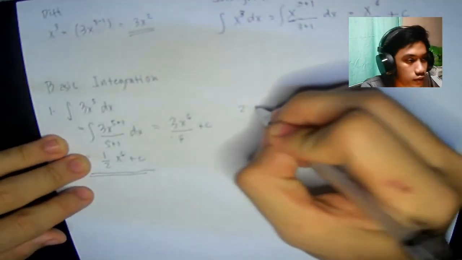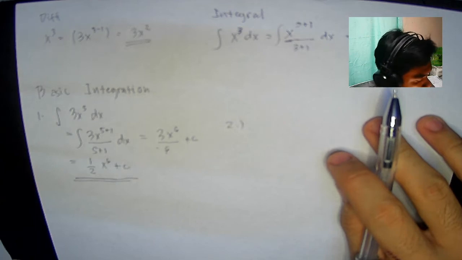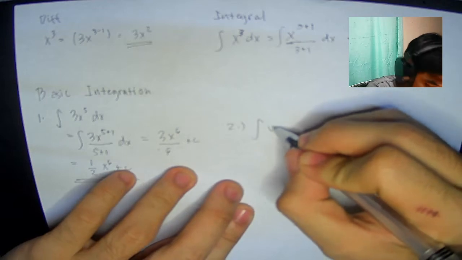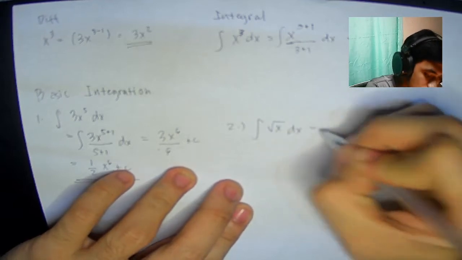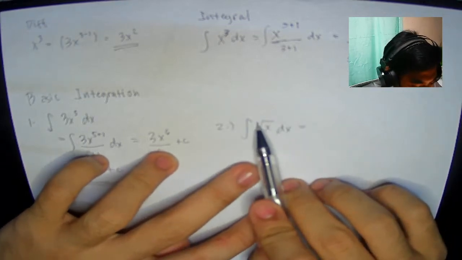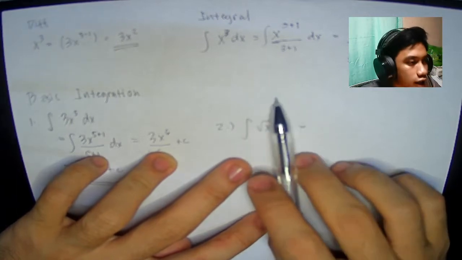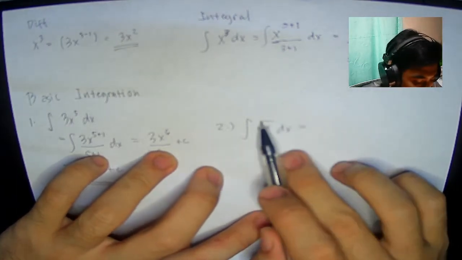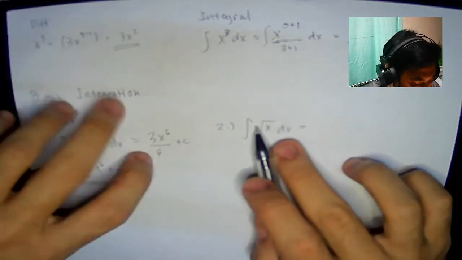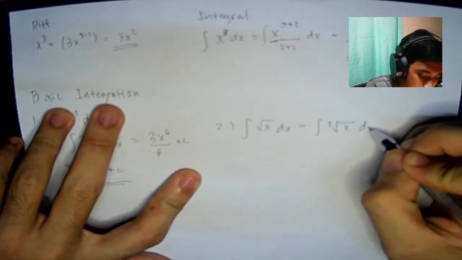Second example. The integral of the square root of x dx. Always remember that when it comes to square roots, there is always an imaginary 2. Some people can put 3, but the number above 2 is always implied. So there's an imaginary 2 right there. So you can also write this as the square root of x dx.